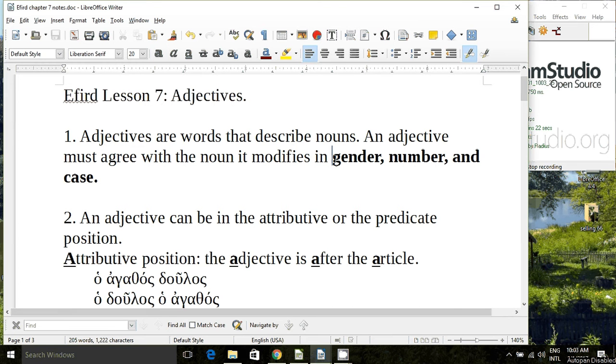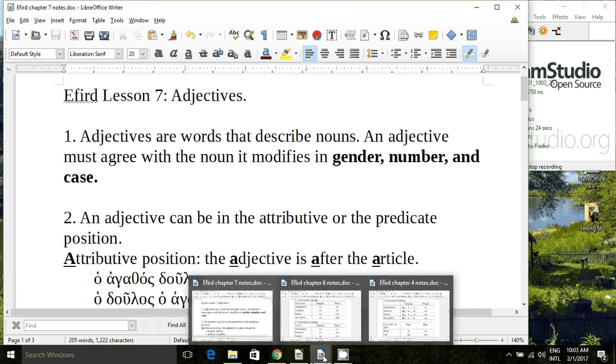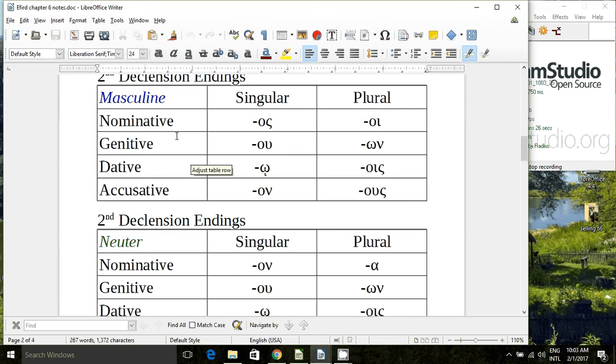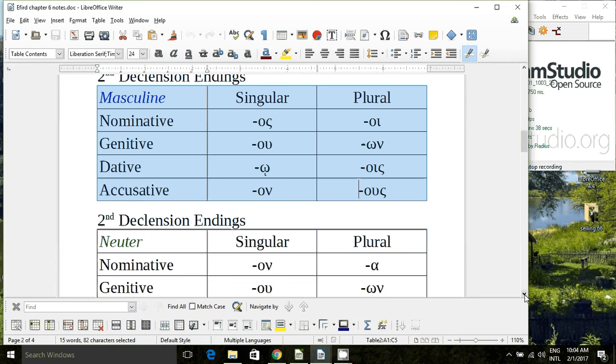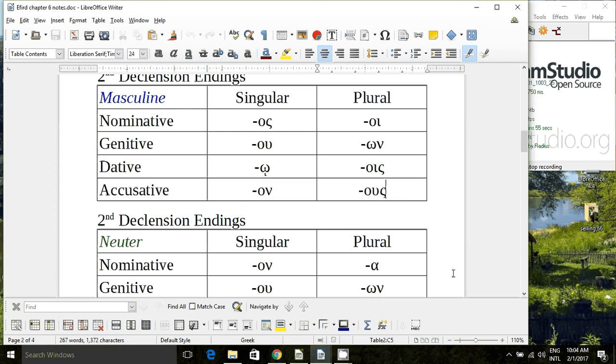So the adjectives are going to have endings like the noun endings that we've already learned. Today we're going to learn first and second declension adjectives, as they're called, and they're going to have very familiar endings. Your masculine adjectives will have endings just like your masculine second declension nouns. If you glance over at page 33, you can see the masculine: agathos, agathu, agatho, agathon. And then in the plural, agathoi, agathon, agathois, agathus. So just these nice normal endings.